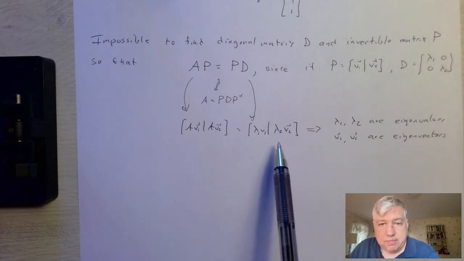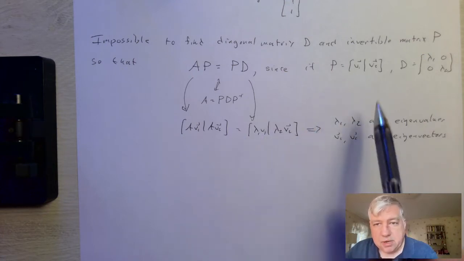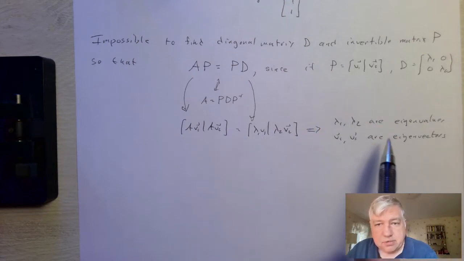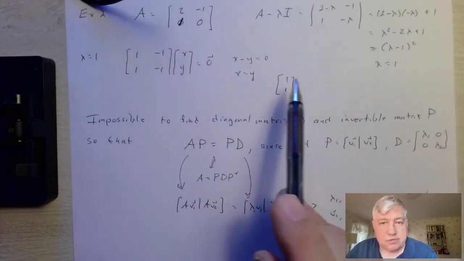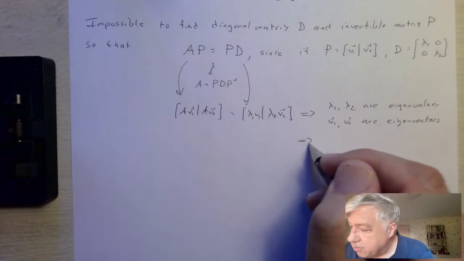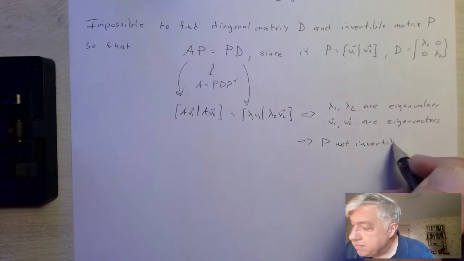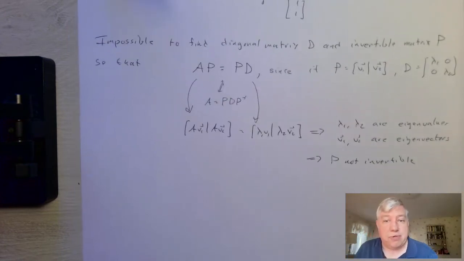But then P can't be invertible, because any eigenvectors are going to be multiples of (1, 1). So P is not invertible. Okay, so we can't do it this way.